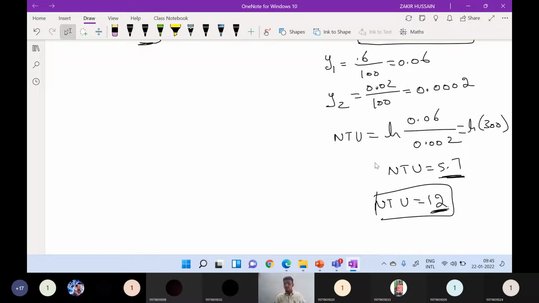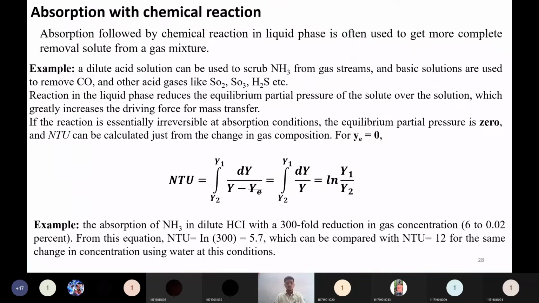So the advantage of absorption with chemical reaction is that fewer transfer units are required, compared to the physical absorption case, which requires more transfer units. That's the advantage, and I have given it in the PPT also. For example, the absorption of NH3 in dilute HCl with a 300-fold reduction in gas concentration, that is 62.02%. From this equation, ln y1 by y2, you will get 5.7, which can be compared with an NTU of 12 for the same change in concentration using water.